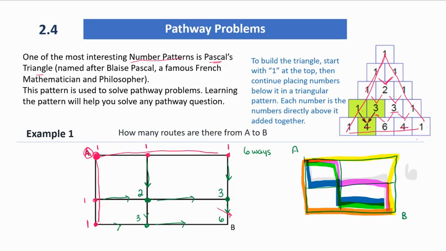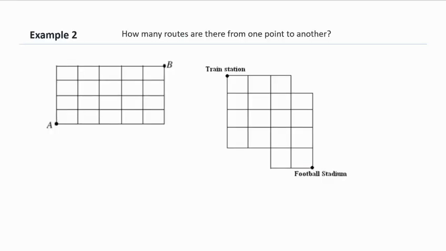And we don't want to do that for each and every question because some of our pathway problems are going to give us a number like 100 or more. Let's practice this again. How many routes from one point to another? So here I'm going to either go from A to B, or I can choose to go from B to A. It does not matter.